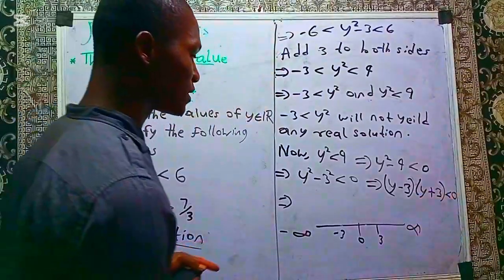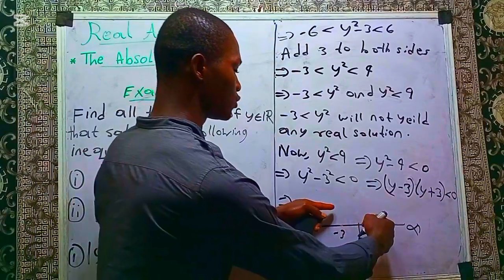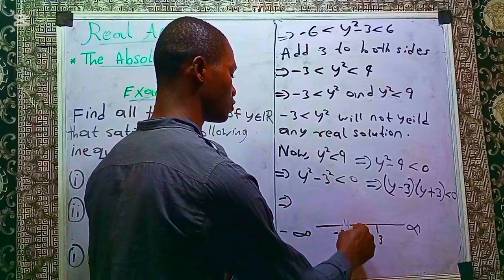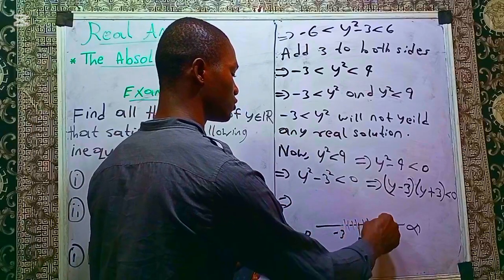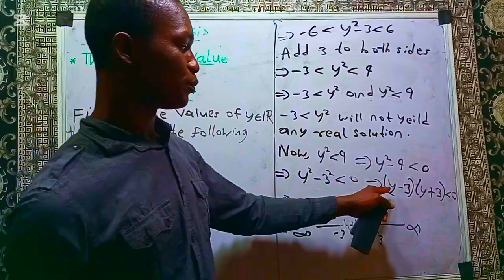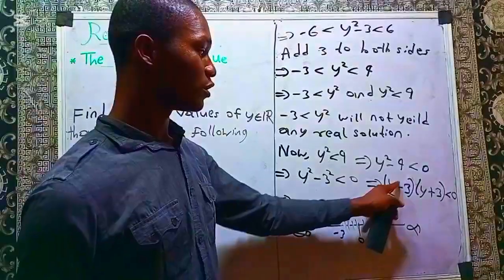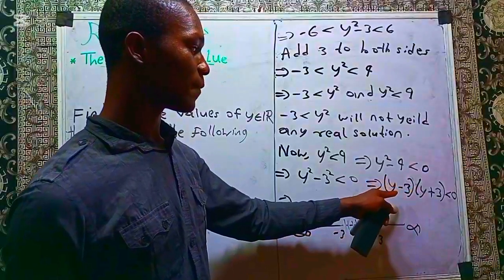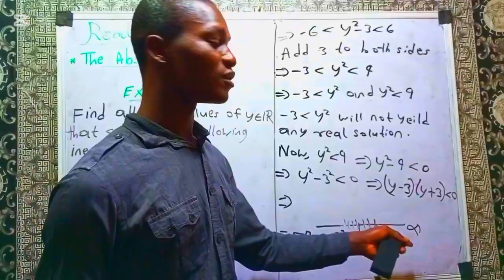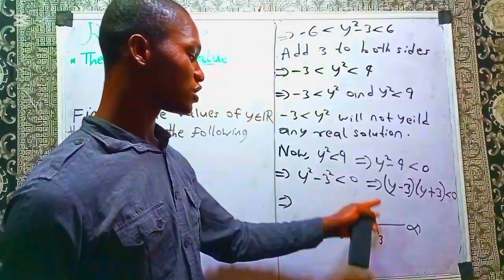So the inequality will be satisfied only between this, that's here. This will yield the solution. But let's check whether 3 will be among. If you put 3 here, you're going to get 0. And if you use 0 to multiply any point, you get 0. So we cannot be saying 0 less than 0, right? So 3 should not be among.